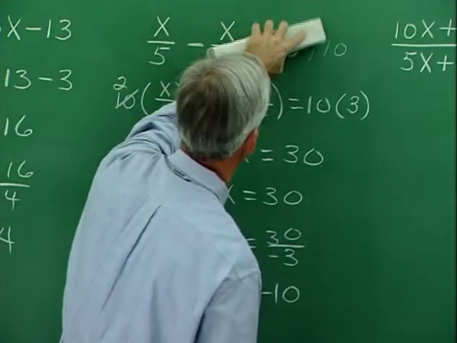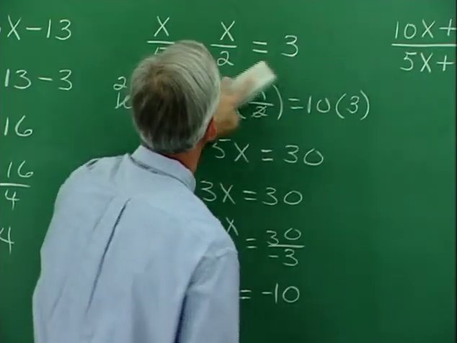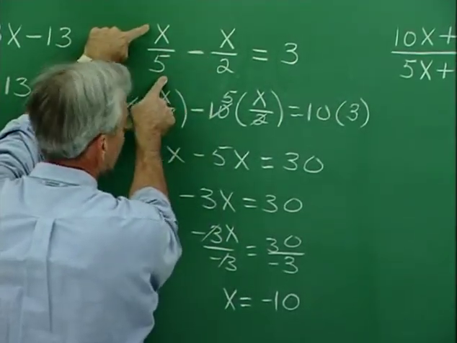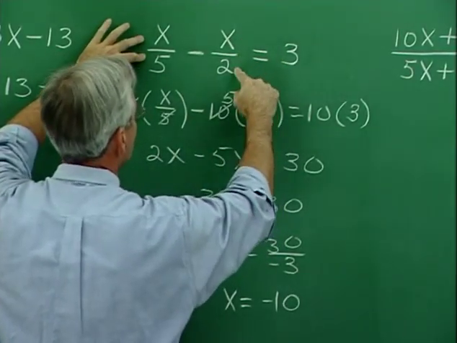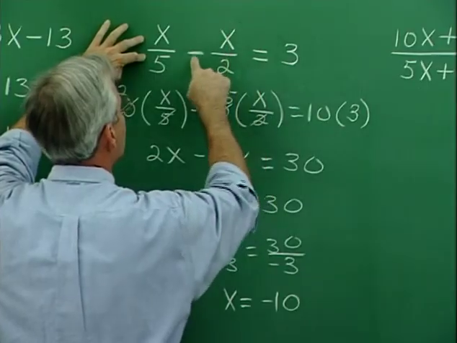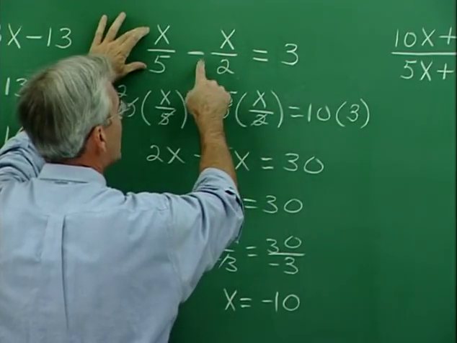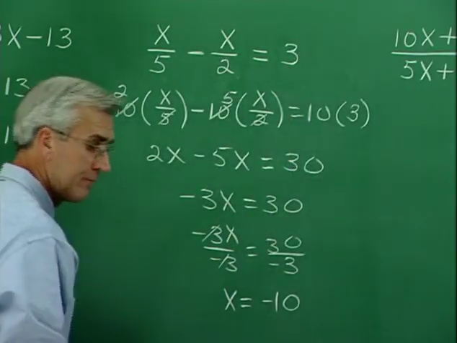I just want to quickly verify this solution, and I suggest you do this from time to time. Let's see, negative 10 over 5, that's negative 2. If this is negative 10 over 2, that would be negative 5. Negative 5, that's plus 5. Okay, 5 with negative 2, that's 3. 3 equals 3. Yes, that's true. This is a valid solution.